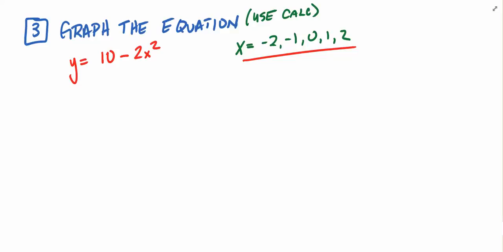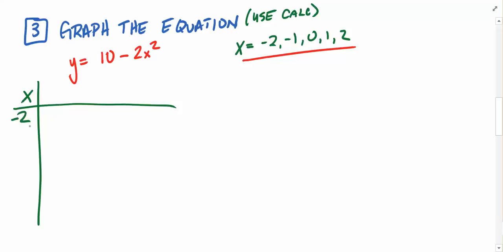We're going to make a table. We're going to make an x column, and we're going to plug in the x values that were given to us. They want us to use -2, -1, 0, 1, and 2. What do we do with those x values? We plug them into the equation, right? And the equation that we've been given is y equals 10 minus 2 times x squared.